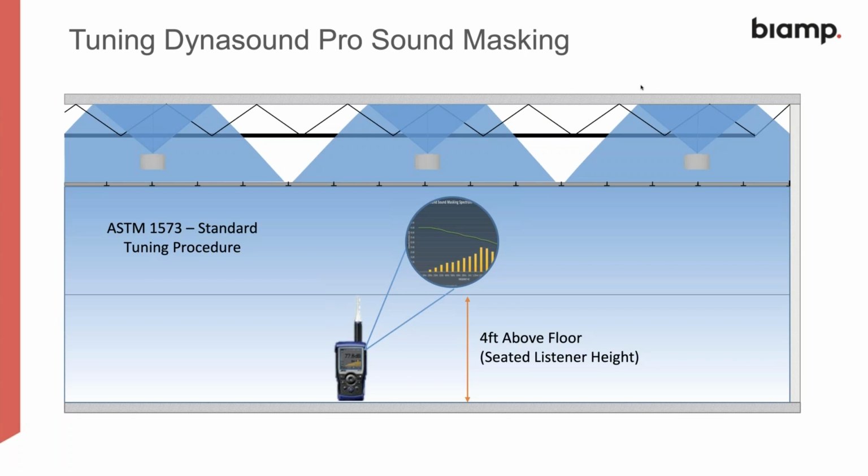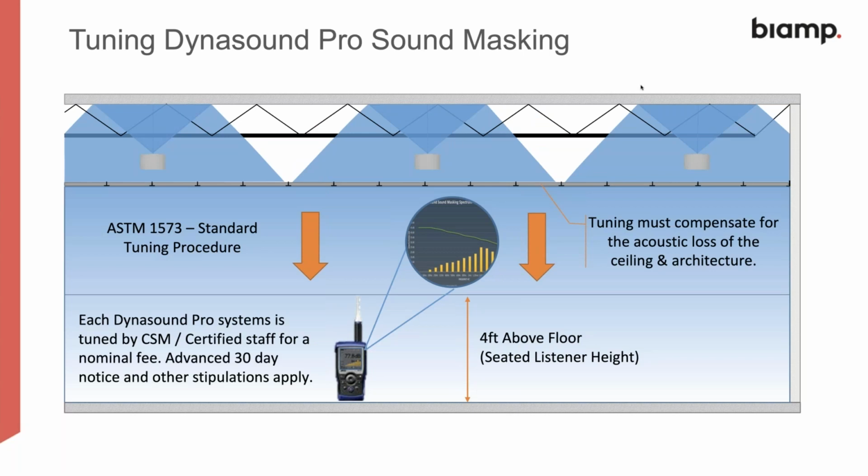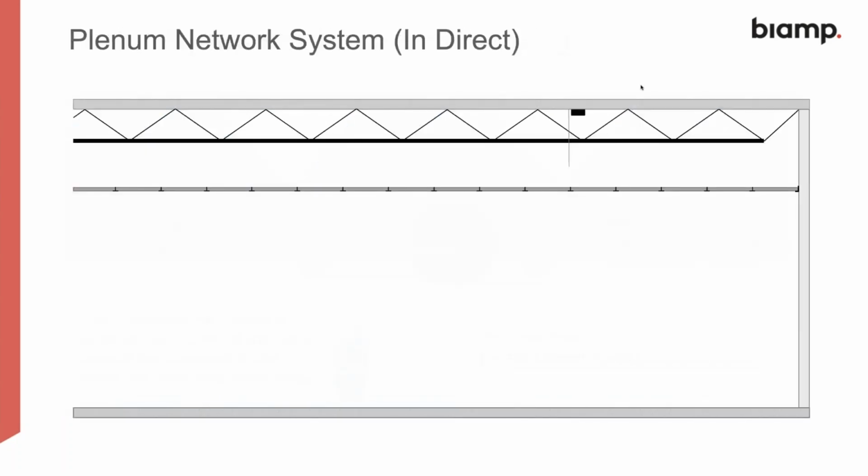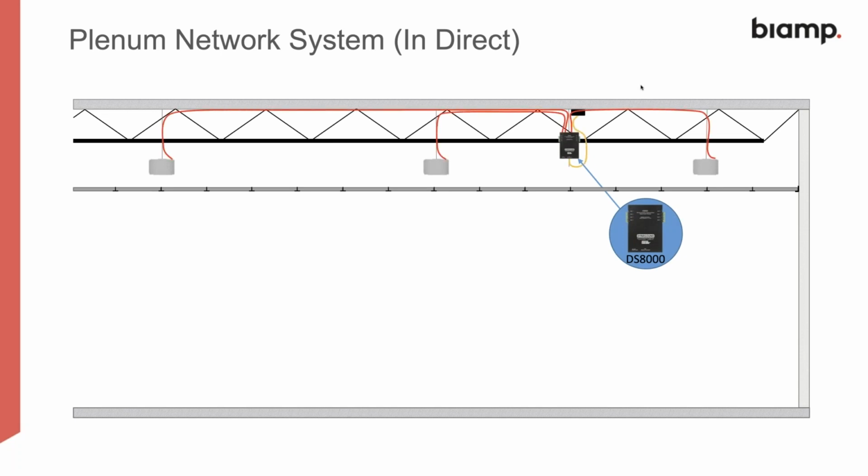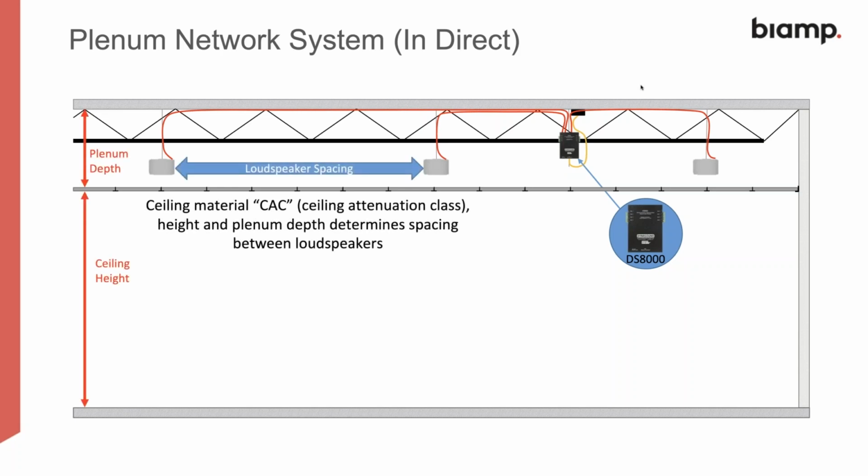And it's always worth spending as much time as you can tuning the system properly, because the installation is very straightforward, but the key to it is proper tuning of the system. No question about that. And the tuning actually needs to compensate for the acoustic loss that you're going to get within the ceiling and architecture as well. So this works very similar to the network system here, where we use the DS8000 amplifier. And this is cabled along to the upward facing speakers, just as we had before.